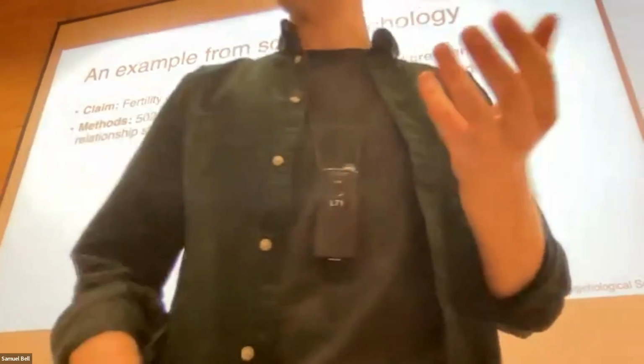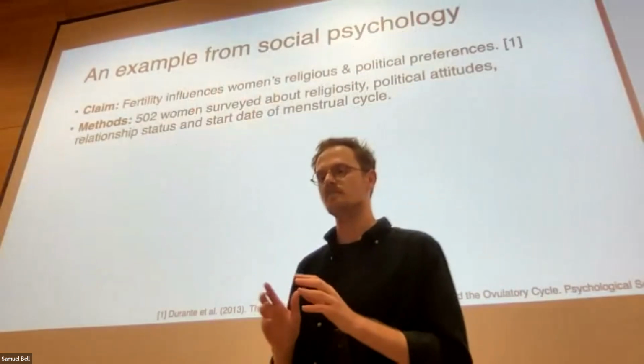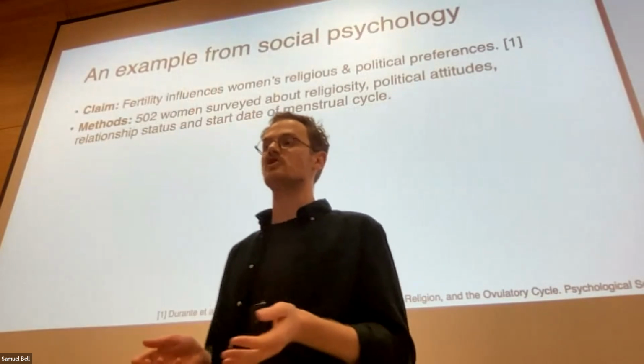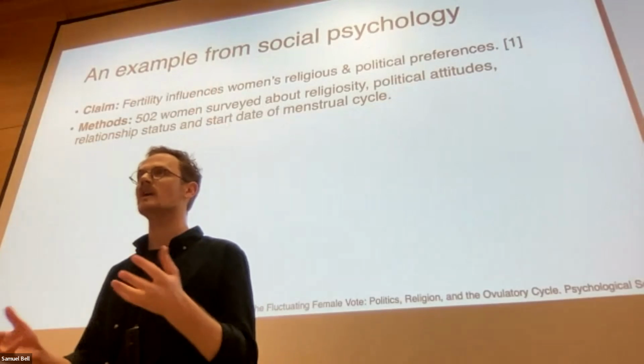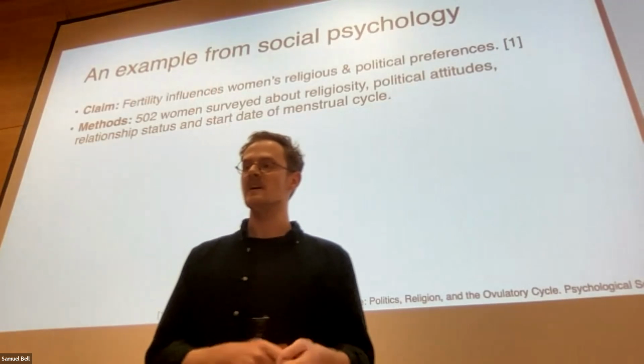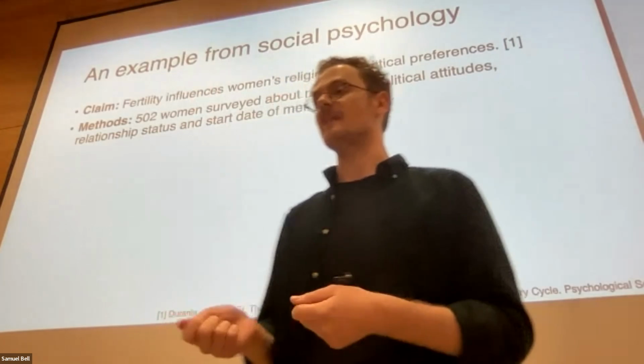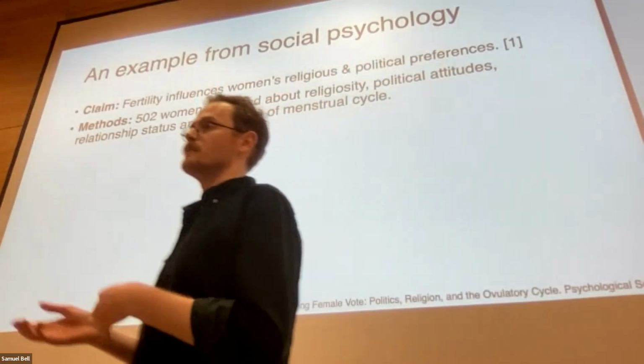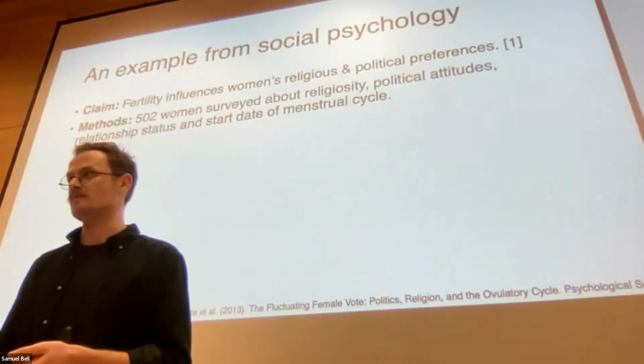In this paper, Cristina Durante and her co-authors survey 502 women, and they ask them to self-report things like their religious beliefs, their social and fiscal political attitudes, their relationship status, and they ask them some questions about their most recent menstrual cycle.